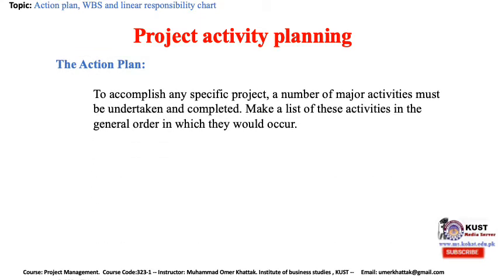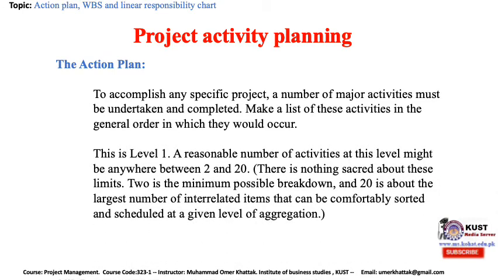To accomplish any specific project, a number of major activities must be undertaken and completed. Make a list of these activities in the general order in which they would occur. This is level 1. A reasonable number of activities at this level might be anywhere between 2 and 20. There is nothing sacred about these limits. 2 is the minimum possible breakdown, and 20 is about the largest number of interrelated items that can be comfortably sorted and scheduled at a given level of aggregation.